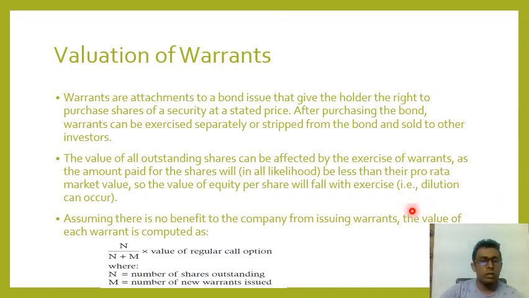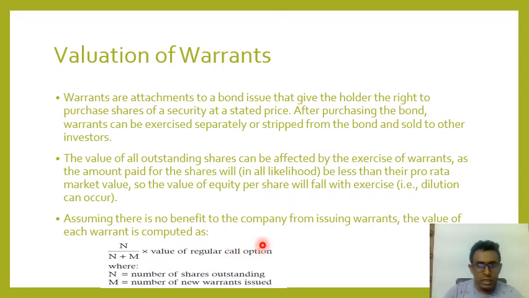So if you want the value of the share, the value of the company per share, you'll have to divide by the number of shares. So this will get reduced if we assume that there is no benefit in reserves and surplus by the issue of warrant. The value of each warrant will be n, that is the number of shares outstanding, divided by n plus m, that is shares after the issue of warrant, into the value of a regular call option.